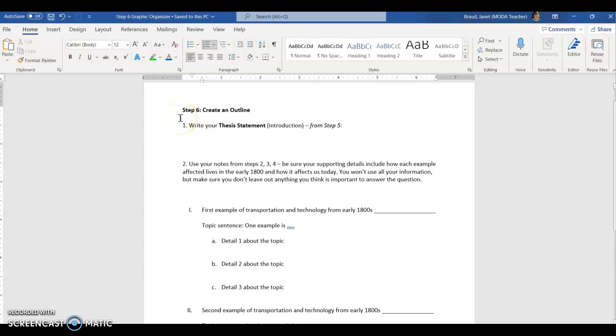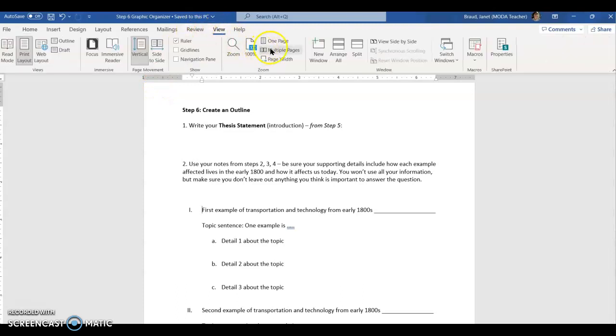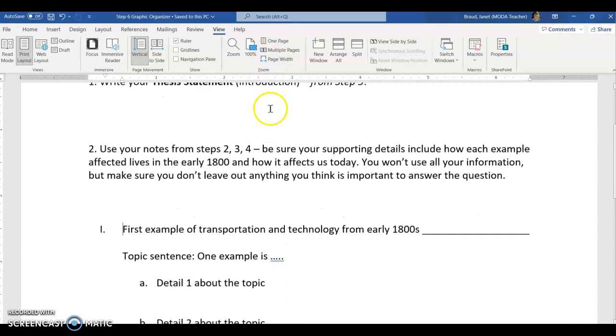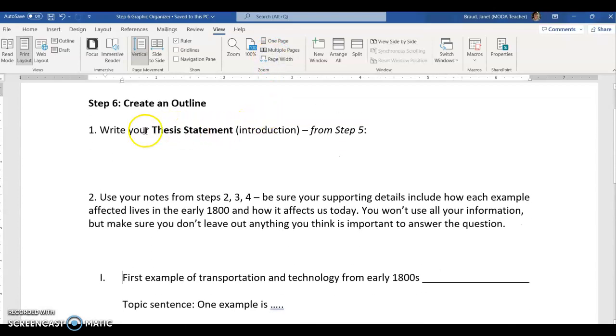An outline is important because it makes sure that all of your information is organized so that when you actually go to write the essay, especially this type of essay, you have everything included. So let me increase the view on here so it's a little bit easier to see. But when you create your outline, you're going to start by writing your thesis statement. This is basically serving as your introduction, and this was what you did in step 5.